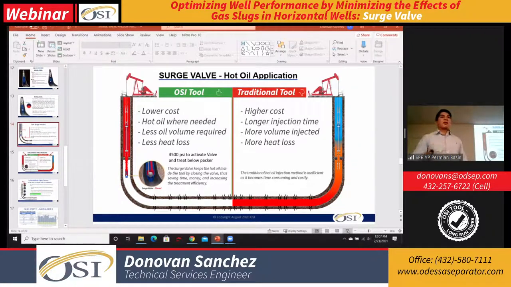And if you have very low bottom hole pressure, then that kills your well for 2 or 3 days. So this operator was losing 2 or 3 days worth of production just because he had to wait for that hot oil to be recovered from the treatment. With installation of this tool, you're able to keep that hot oil above the packer and circulate it within a couple of hours and restart that production without any issues, and also protect your perforations from any damage that you would see from that hot oil.